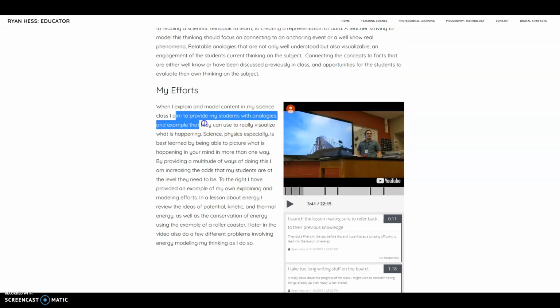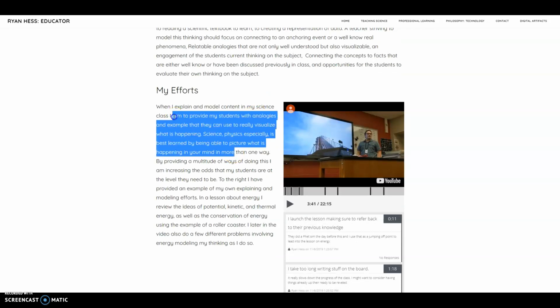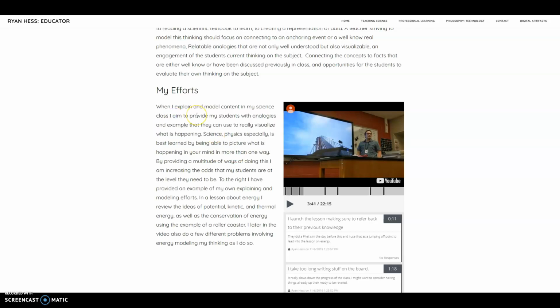So when I'm teaching science, I really like to focus on the idea of using analogies and examples, because I feel like in science, the ability to visualize what's happening is the most important part of understanding what's going on. And some things in science you can easily just take a look at and understand, but something with energy is, well, invisible. And so having analogies and models that students can go back to can really help them to understand what's going on with it.